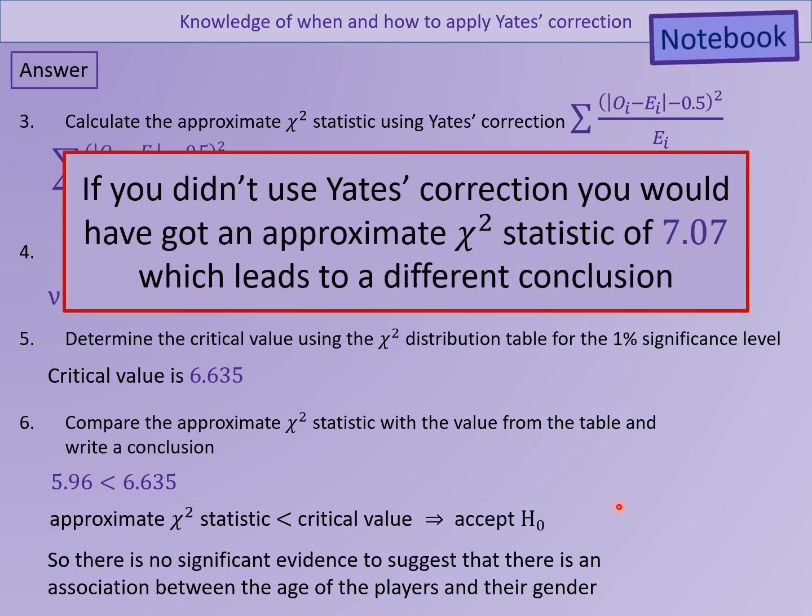If you forgot to use the Yates Correction, then you would have got 7.07, which leads to a different conclusion because 7.07 would have been above it. So having Yates Correction in this case was a major difference. If you didn't use Yates Correction, you would have rejected the null hypothesis. So it's important to make sure the examiner will set it up in that sort of situation so that he can check very quickly whether you've got the Yates Correction on or not.